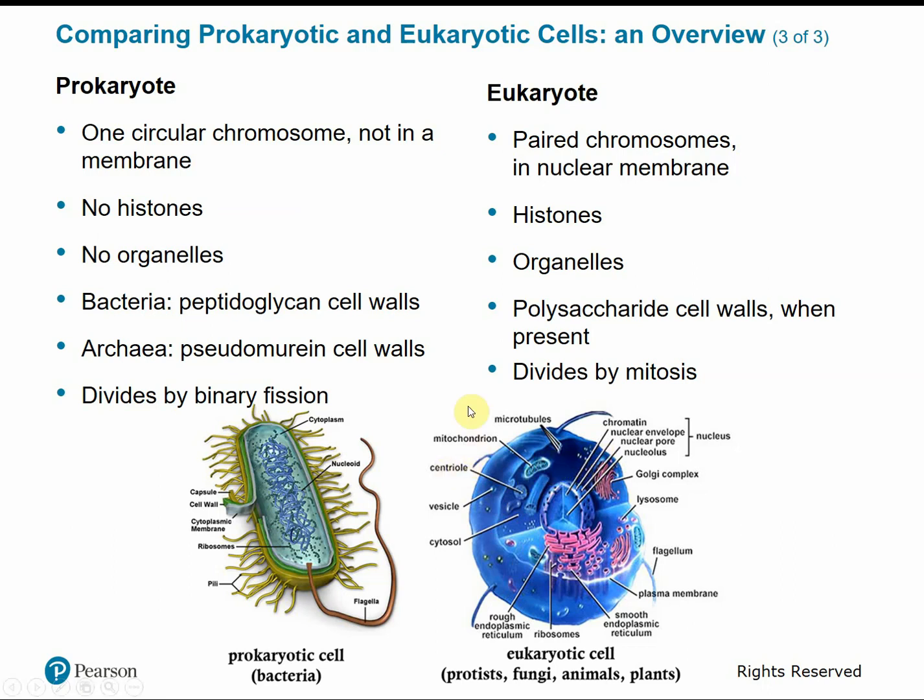Eukaryotes don't always have a cell wall. Animal cells don't have cell walls, but some do, like plants, but their cell walls are made out of polysaccharides like cellulose or chitin. And eukaryotes divide and multiply by mitosis.